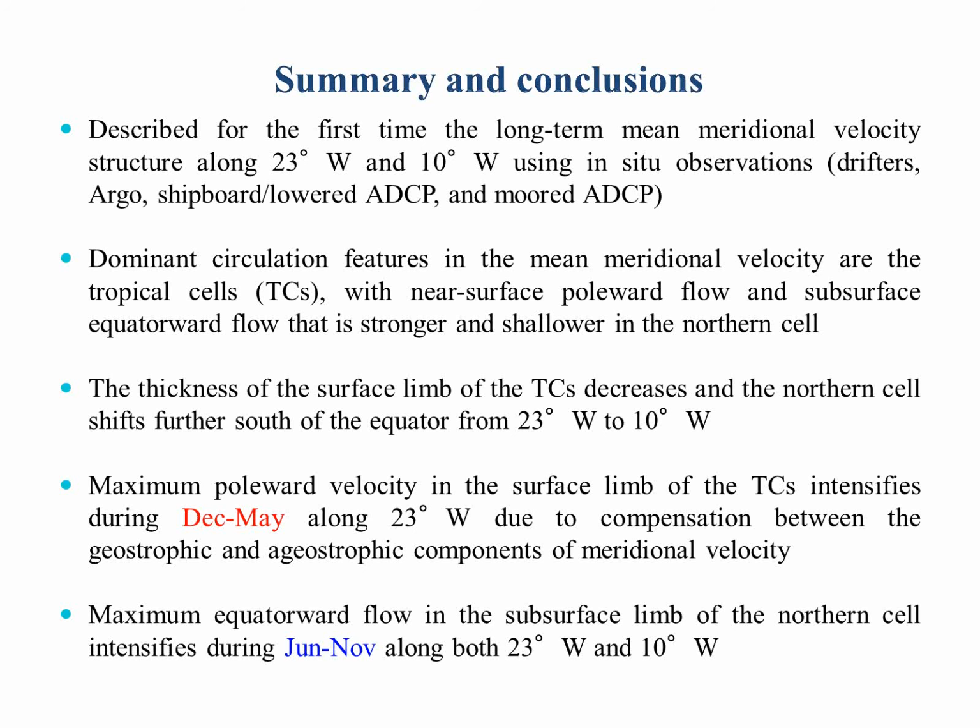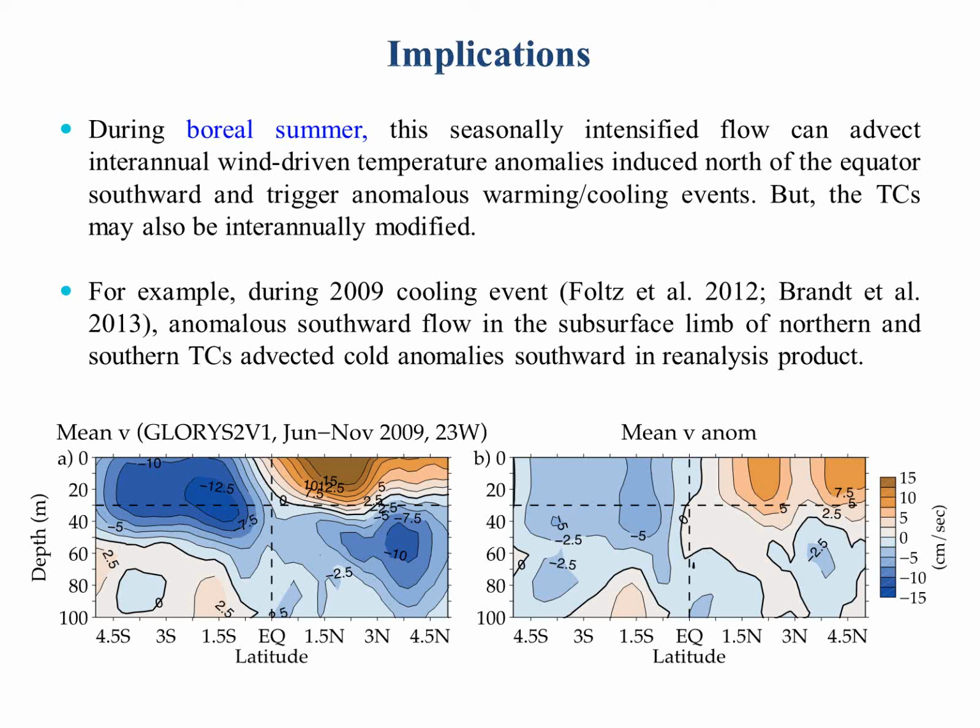So what are the implications of that stronger equatorward flow in June to November? During boreal summer, if you have seasonally intensified flow in that subsurface cell, any temperature anomalies that you're putting in north of the equator are going to be advected towards the equator, and then you can trigger these anomalous warming events on the equator. So if you have a warming event north of the equator, you can trigger a non-canonical El Nino event. If you have a cold anomaly, you can trigger the events that Brandt and Peter Brandt observed in 2009.